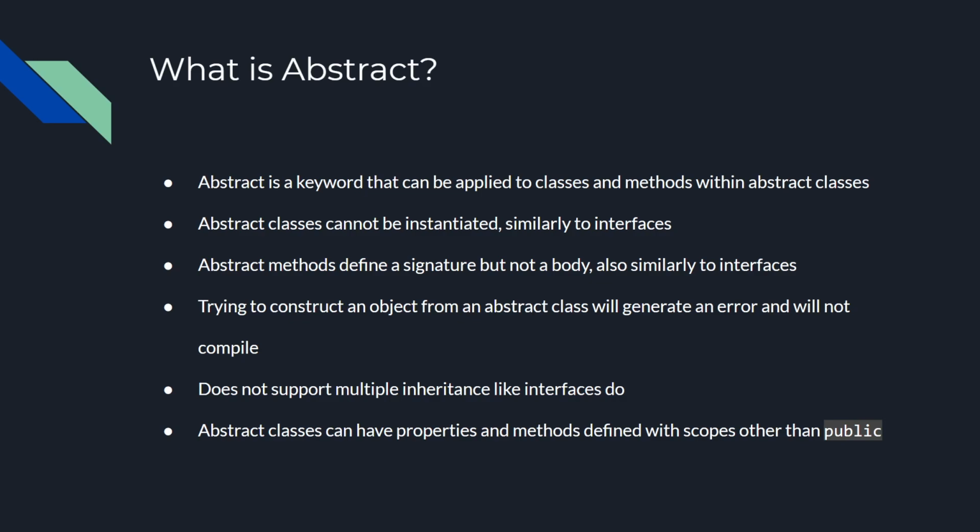So abstract is a keyword that you put before the word class. So when you're writing a new class like class car or something, you would say abstract class car if you wanted to make it abstract. You can also apply abstract to methods, and we'll cover that in a little bit. So they can be applied to classes and methods. As mentioned, you cannot create objects from them. You cannot instantiate objects from abstract classes, similar to interfaces.